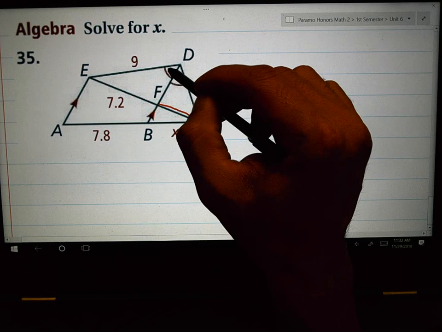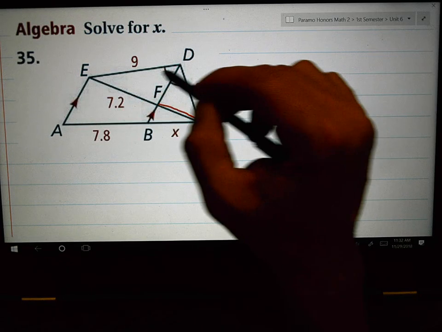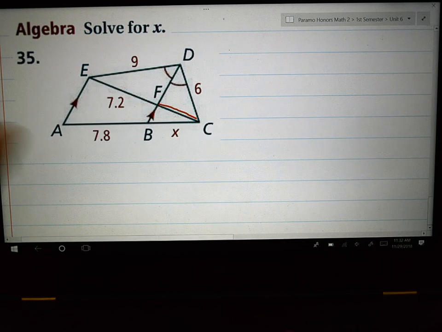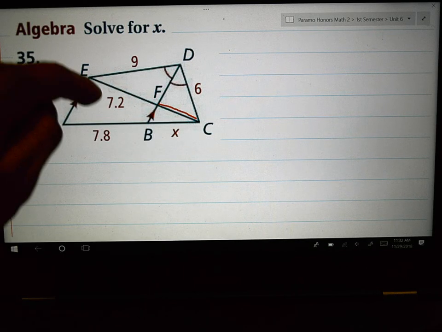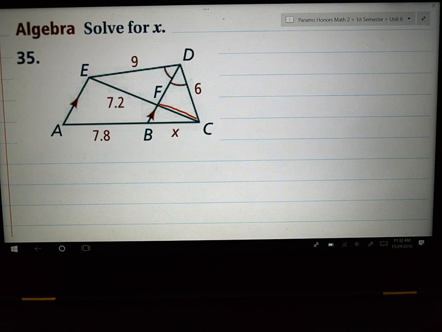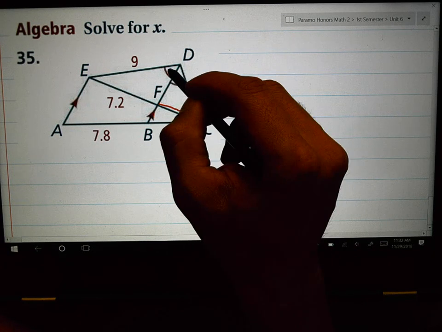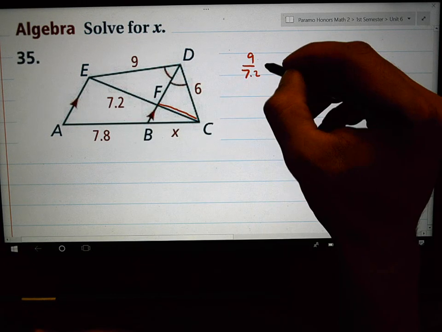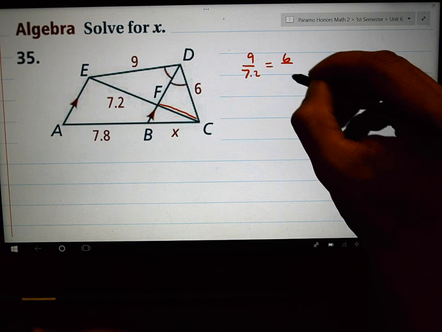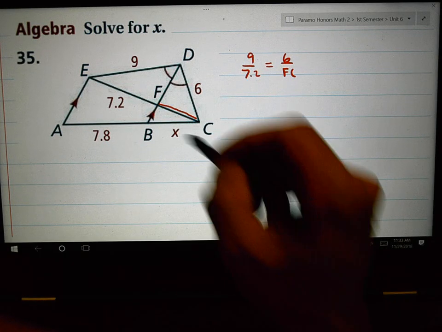I see angle bisector, but wait, the triangle ends right here. So what I'm going to have to do is figure out how long FC is first to be able to then set up a proportion to figure out what x is equal to. So what I'd recommend is to use the triangle angle bisector theorem. Let me use this side over this side. The 9 over the 7.2 would be equal to the 6 over, I don't know what to call this, I'll call it FC. If I figure that out, that will allow me to figure out the other side to figure out what x is equal to.